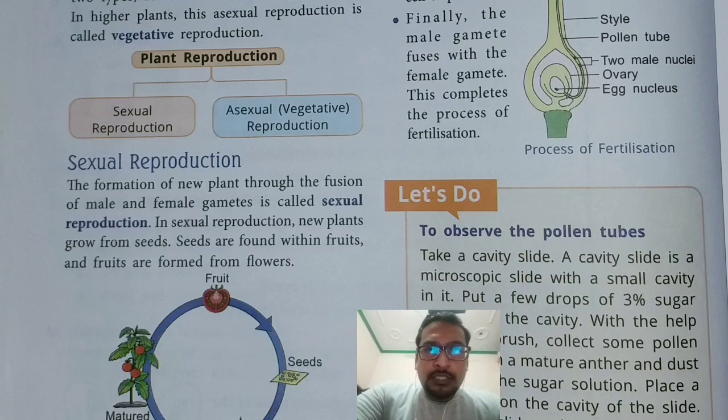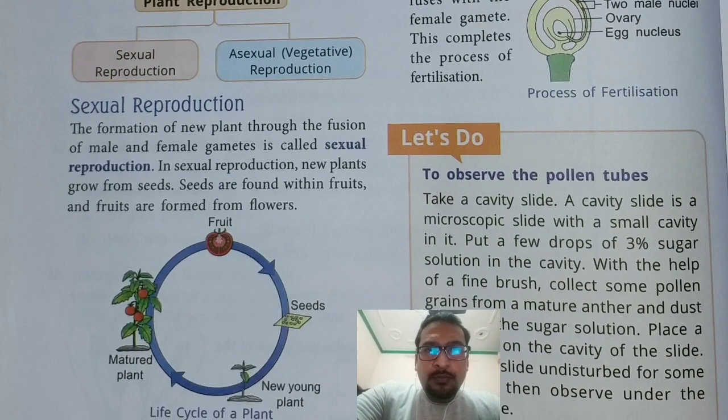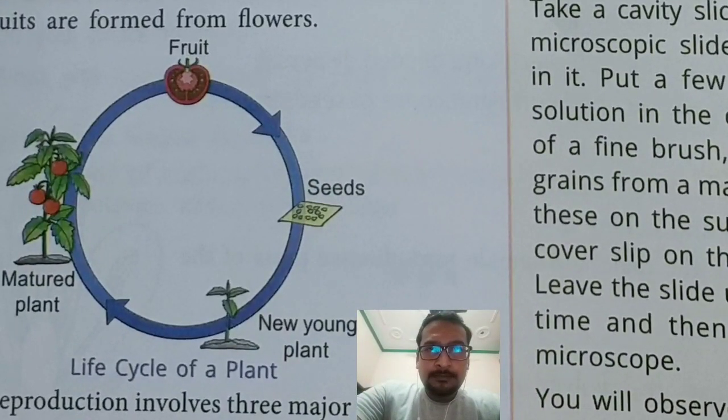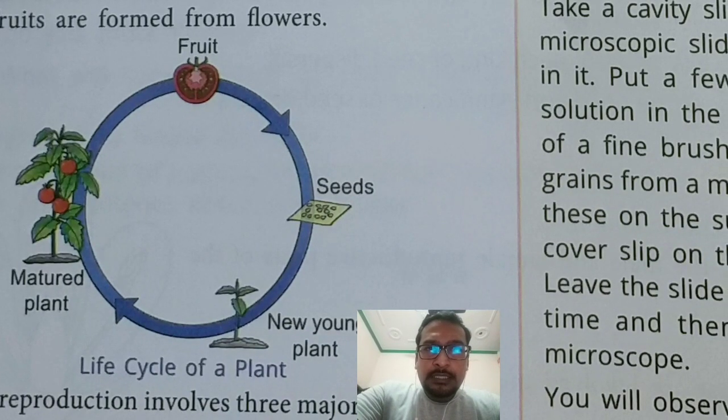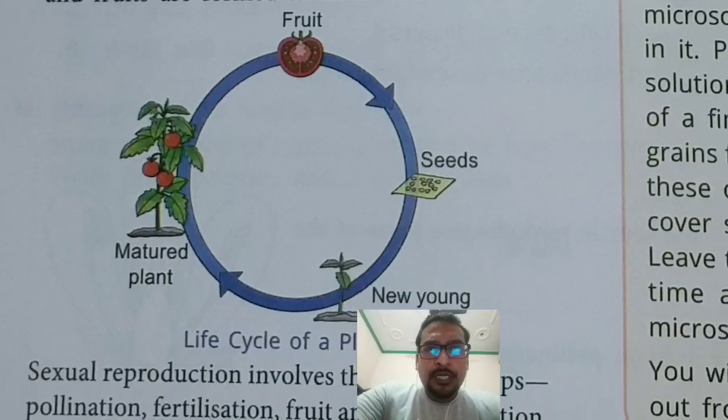Sexual reproduction involves the fusion of male and female gametes, which normally happens in fertilization. In this, new plants grow from seeds. Seeds are found inside fruits, and fruits are formed from flowers. If you see, this is a picture of a tomato plant. On the matured plant where tomatoes are growing, you can see inside the fruit there are small seeds. When these seeds are dried and sown with proper nourishment in the soil, a new young plant germinates. So this is the life cycle of a plant which has sexual reproduction.